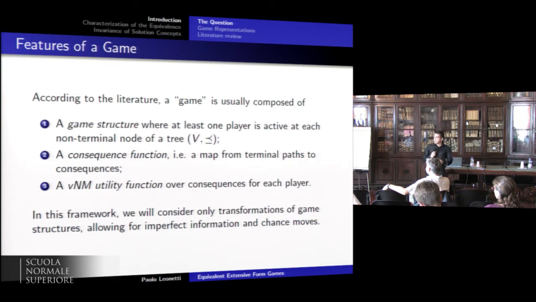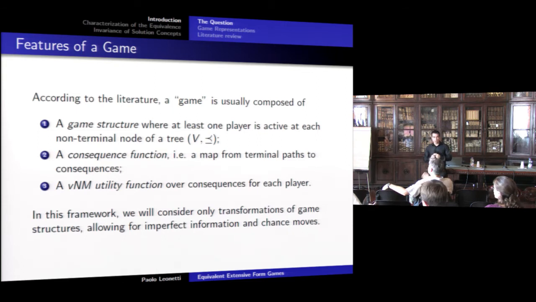They are defined just according to the rules of the game, and it has nothing to do with the personal features of the players. So the third part is the utility function of the players, and it's a map from consequences to the reals, and there is one for each active player who plays the game in this game.